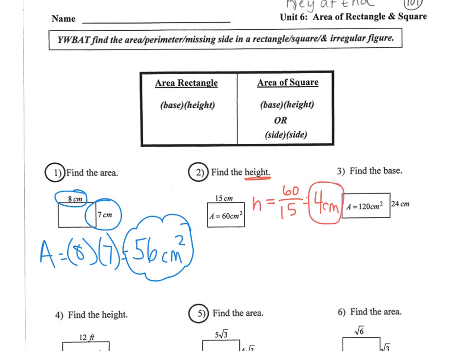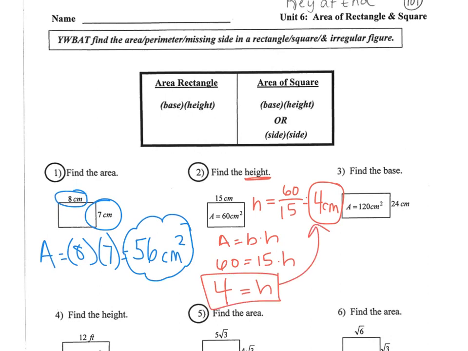Or you can set up a proportion. We know the formula is area is base times height. So I can say the area is 60, fill in what you know. One base is 15, my height is unknown. You would divide each side by 15, so your height would be 4. Same answer, okay? That's how you find those.